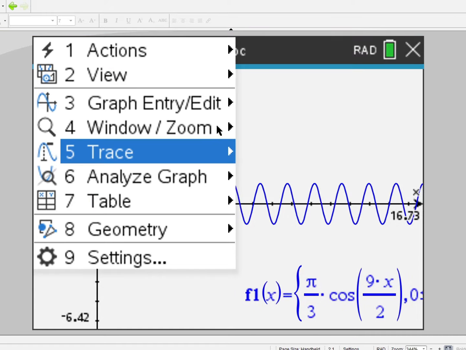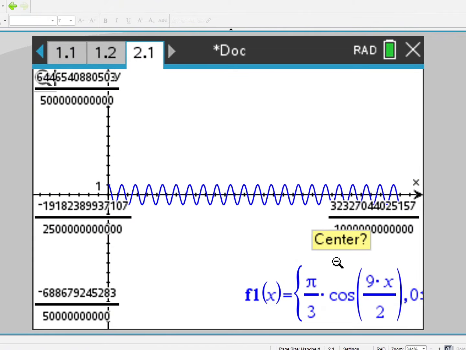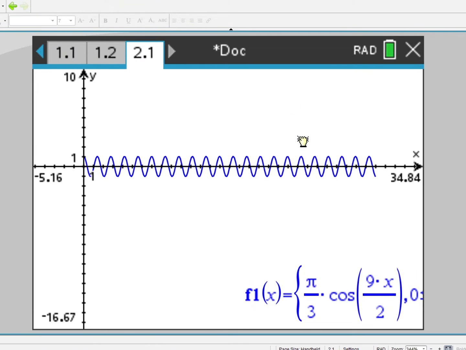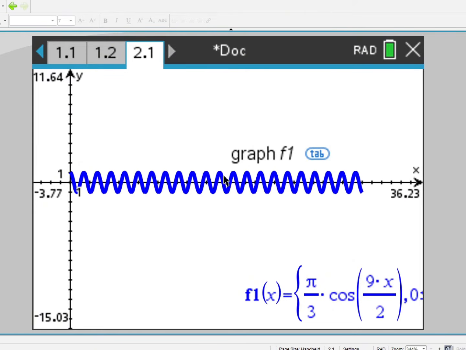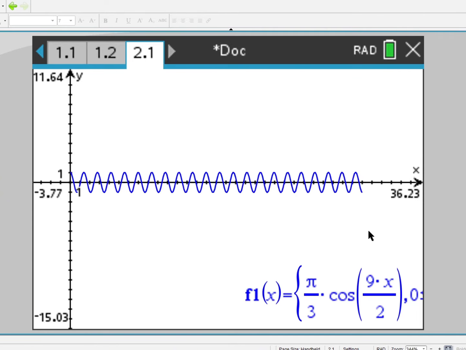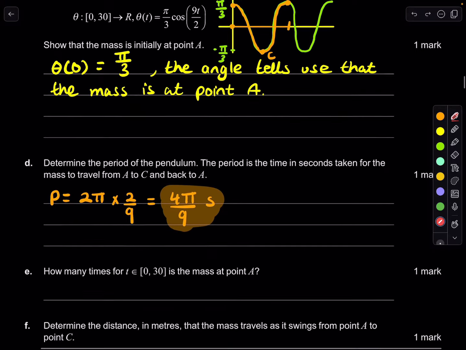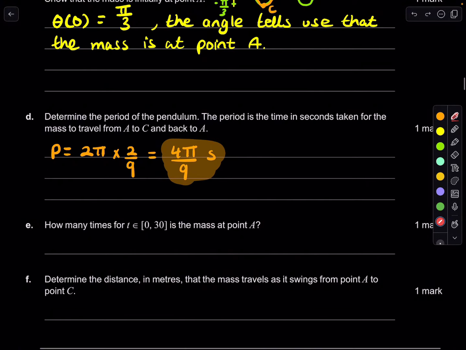Wow, there's actually quite a lot. So let's count them. I don't know why they would do this, but that's the first maximum. So that's 1, 2, 3, 4, 5, 6, 7, 8, 9, 10, 11, 12, 13, 14, 15, 16, 17, 18, 19, 20, 21, 22. So there are 22 maximums. The maximum value is point A. So how many times for t from 0 to 30 is the mass at point A? It is 22 times.